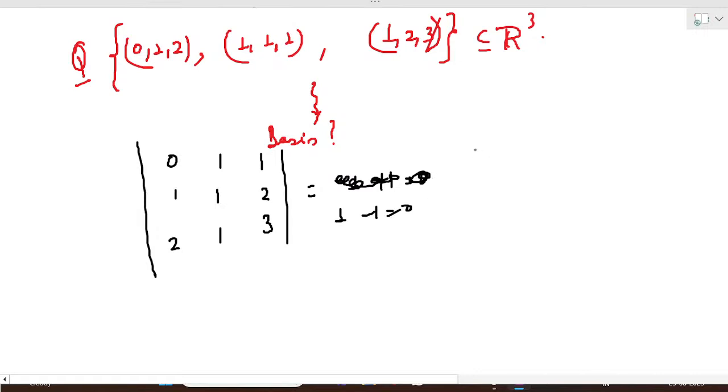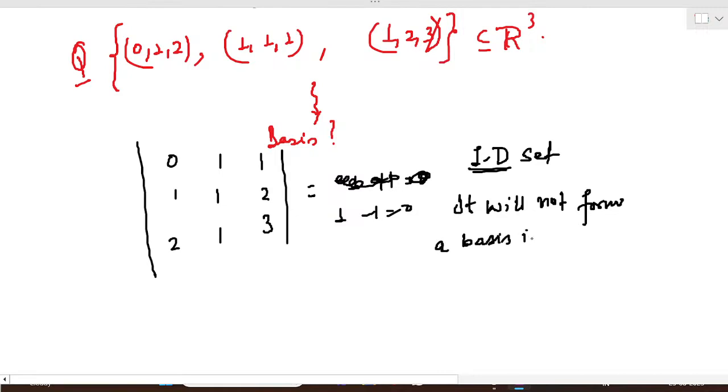So clearly again this will be a linearly dependent set. So it will not form a basis. Is that clear? One more question let me do, and then we'll move on to some different questions in the same basis ones. So just keep your concept here clear.